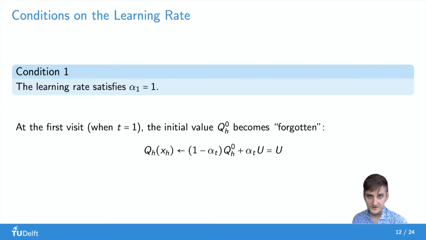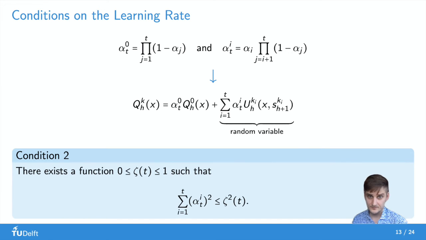Intuitively, this means that we know that at the first visit, the initial Q values are overwritten and replaced by updates. The initial values do not affect the visited states, and these are evaluated based on the past experiences with the environment only. Is this enough? No. As it turns out, we need to impose some additional restrictions as well.